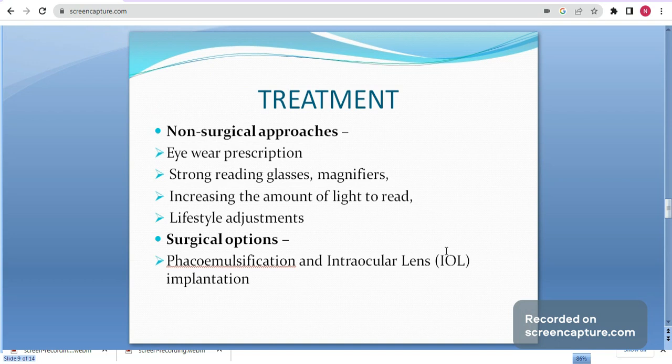Next is the treatment. There are basically two major lines of treatment. One is non-surgical approaches in the initial stages, and then when the non-surgical approaches cannot further treat the cataract, we opt for surgical options, right?